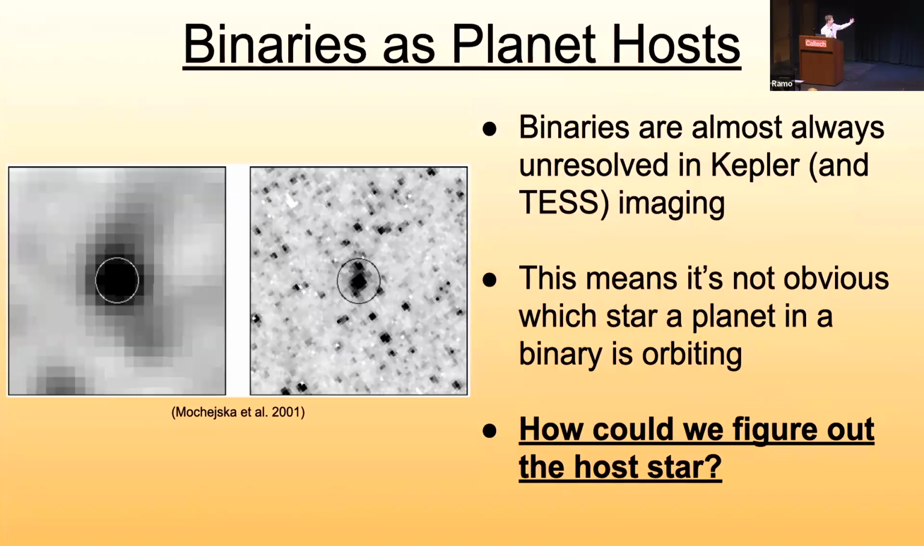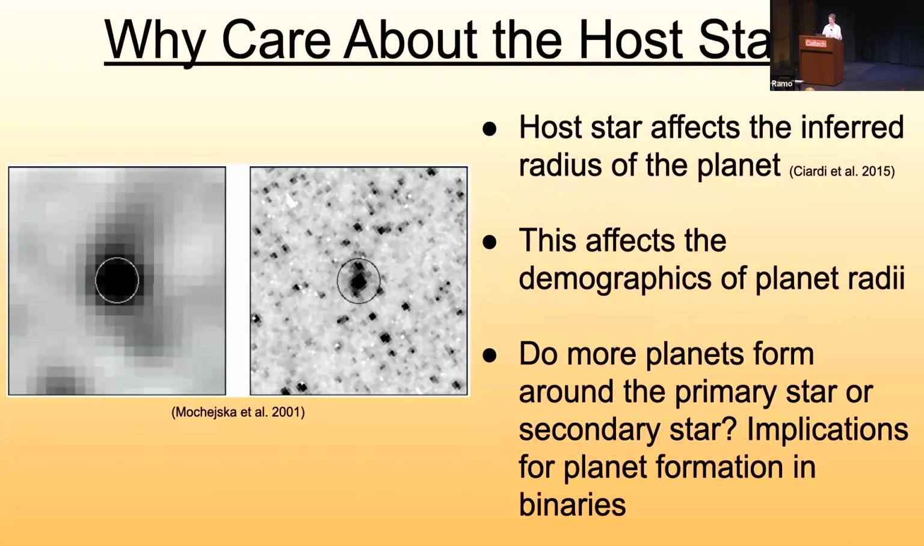What you can see on this image on the left here is not Kepler, but it gets the point across that Kepler had really large pixels, and so most close binaries are unresolved. And so when we detect transiting planets in these unresolved Kepler binaries, we know there's a planet there, but we don't know which star it's orbiting. So how might we figure this out? Or why should we even care about figuring this out?